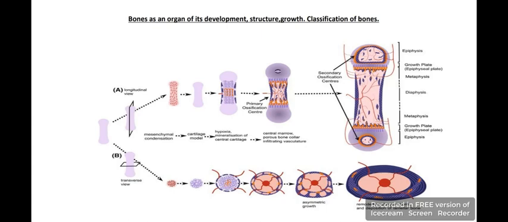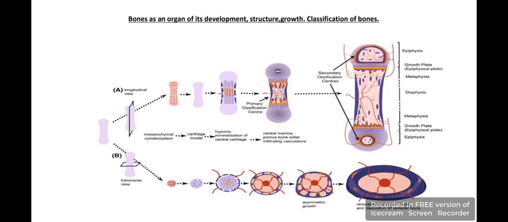Now, basic things: I would start from the bones and its development, structure, growth, and classification of bone. Now, how is bone developed? First, you should know about the embryology. How do the layers form? How do the ectoderm, endoderm, mesoderm, and all the layers form? And then from which part of the mesoderm does this bone form?